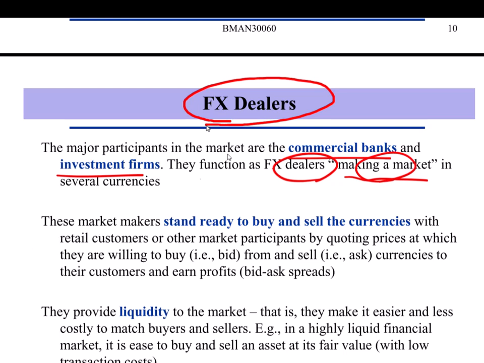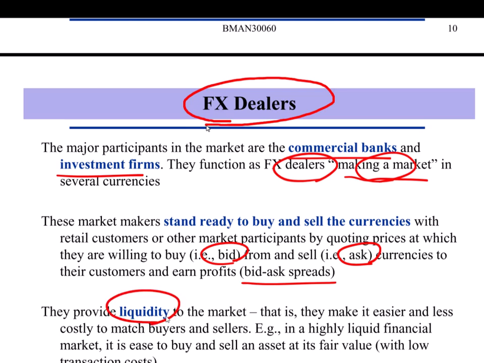The market makers or dealers, they are ready to buy and sell the currencies with retail customers like you or other market participants. What is the meaning of that? They quote a price at which they are willing to buy, the so-called bid price, and they also quote an ask price to their customers. And by presenting these 2 prices, they can get the bid-ask spread as compensation for providing this stand-ready service. And also we can say that they are providing liquidity to the market.